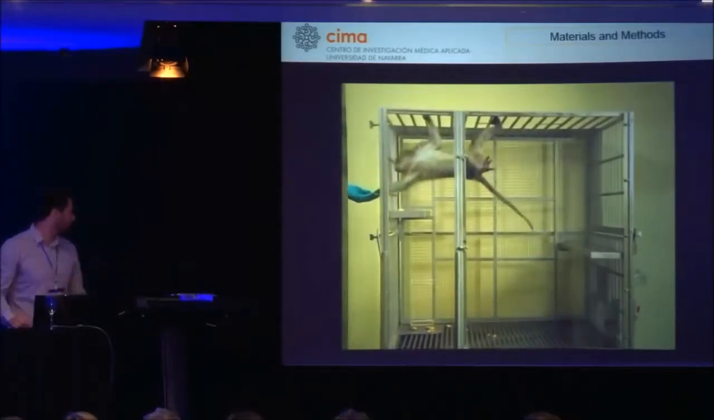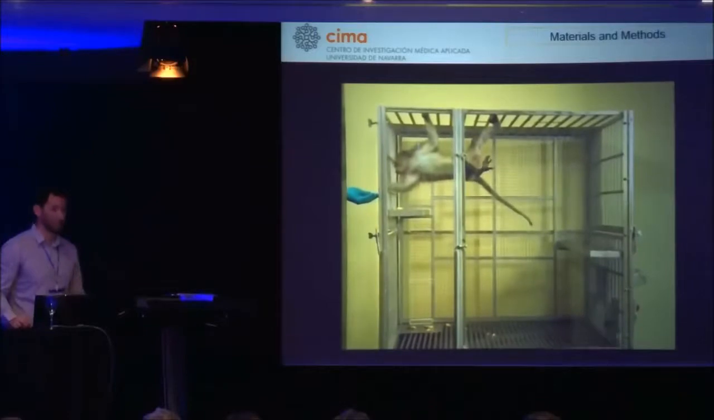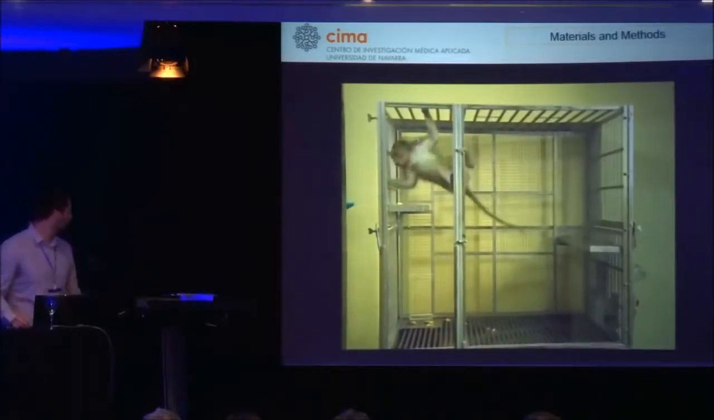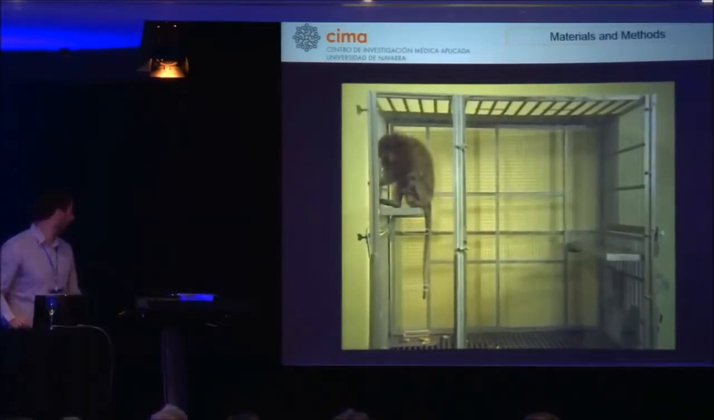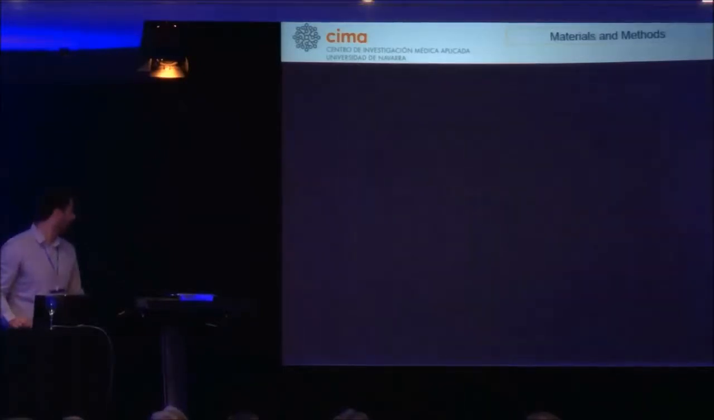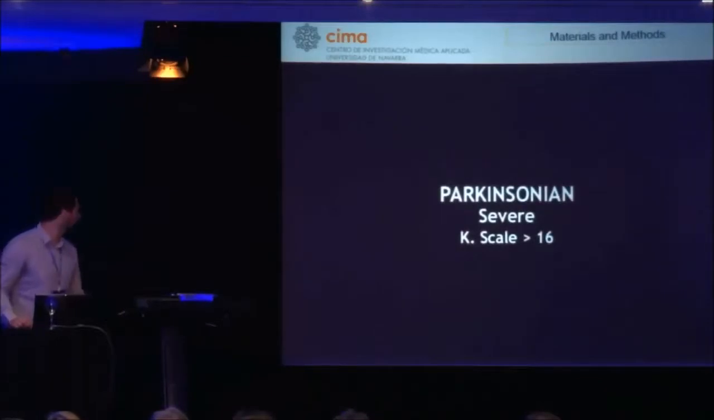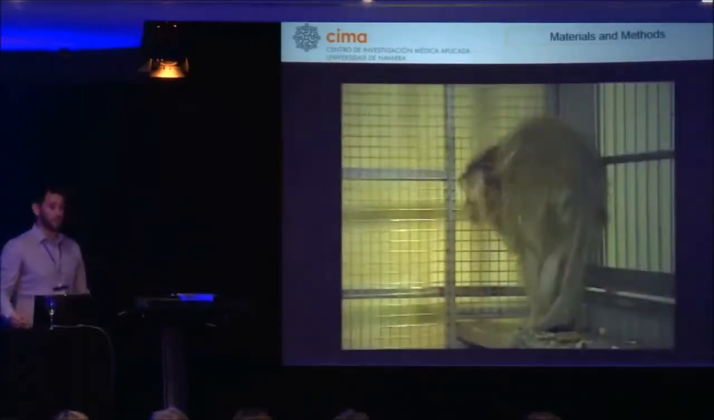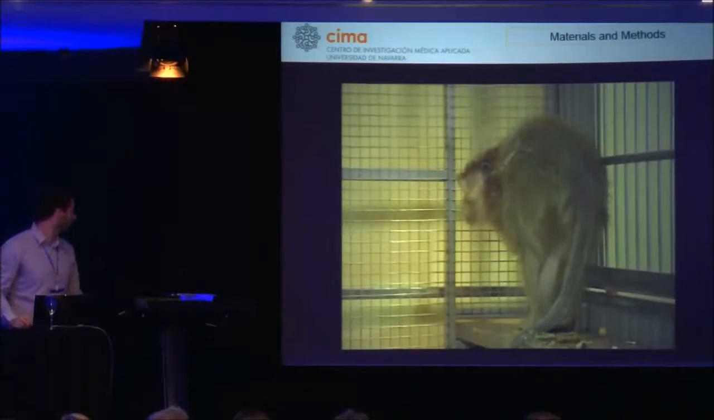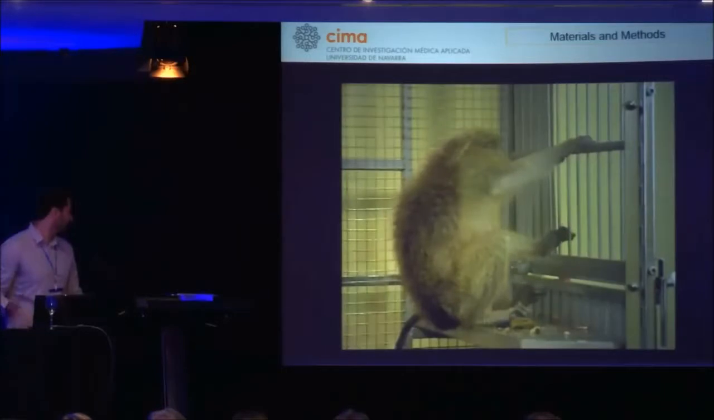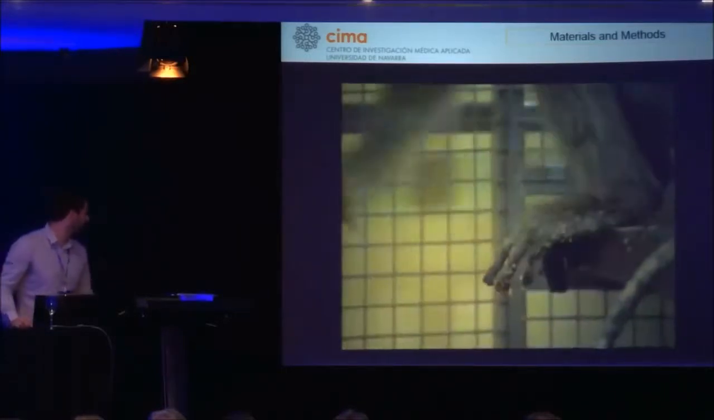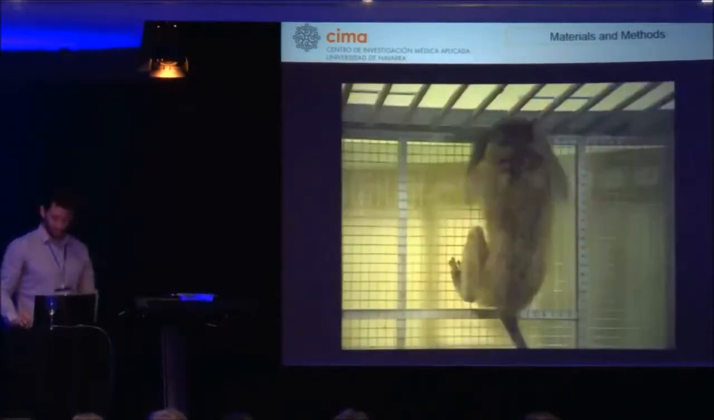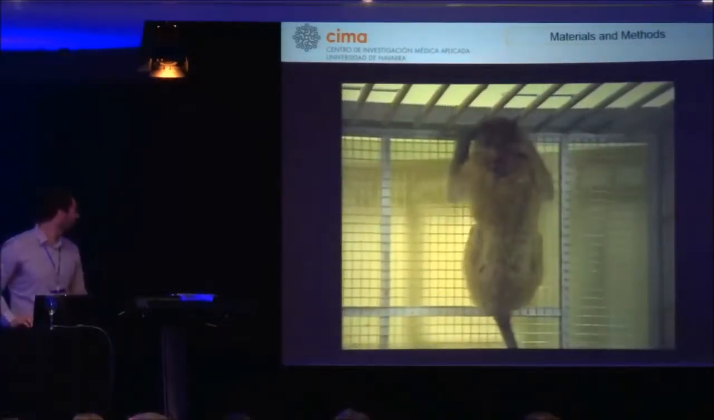This is the mild Parkinsonian monkey. You can see that it starts having some problems, a bit of tremor, and this is the severe Parkinsonian group, which has a current scale upper from 16. You can see him very quiet, and you can appreciate the tremor in the hands and the legs. This is the evaluation.